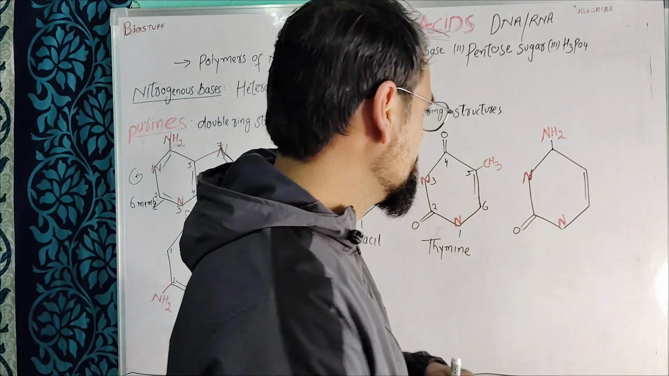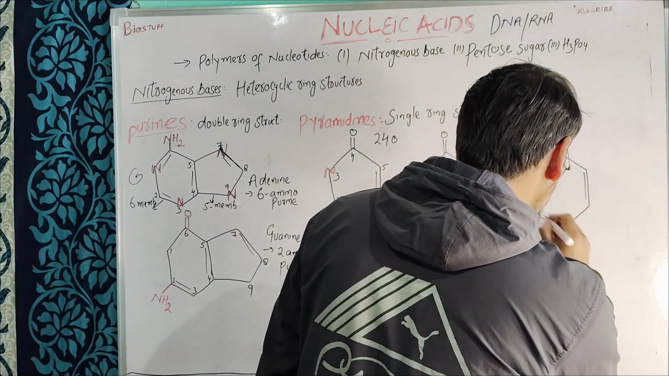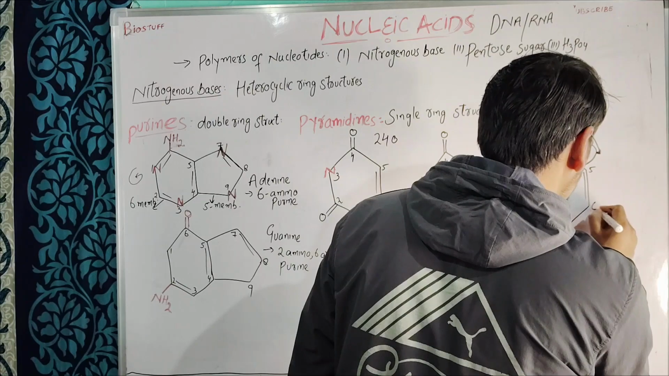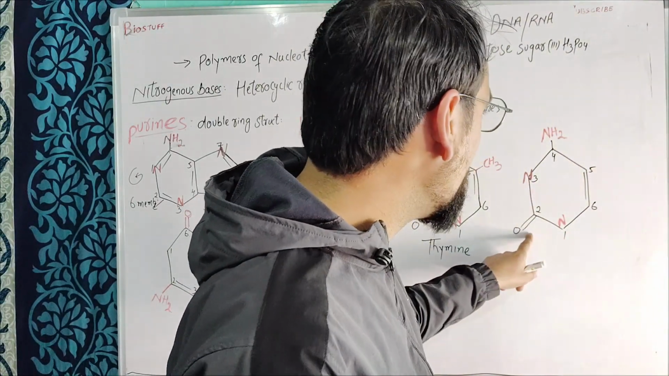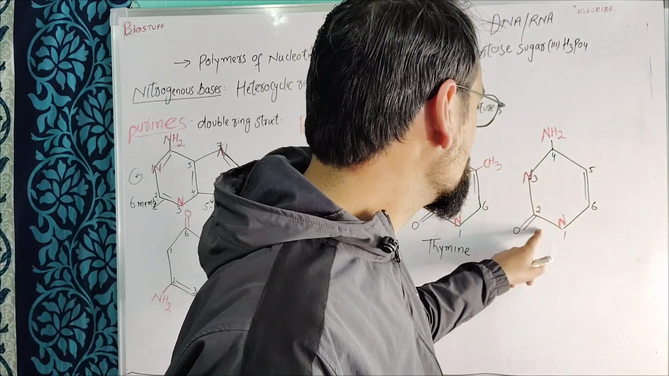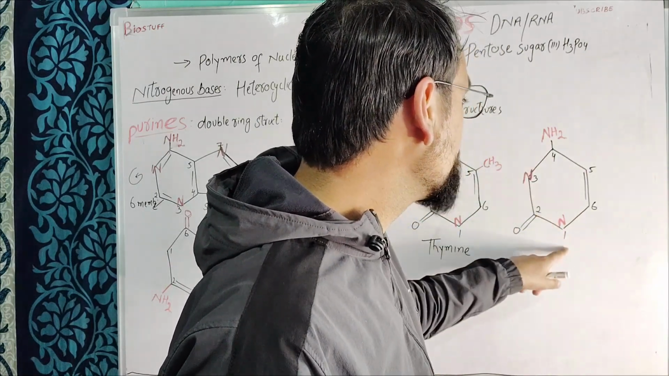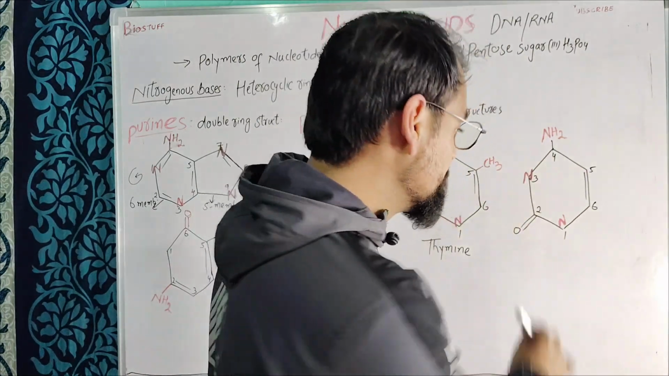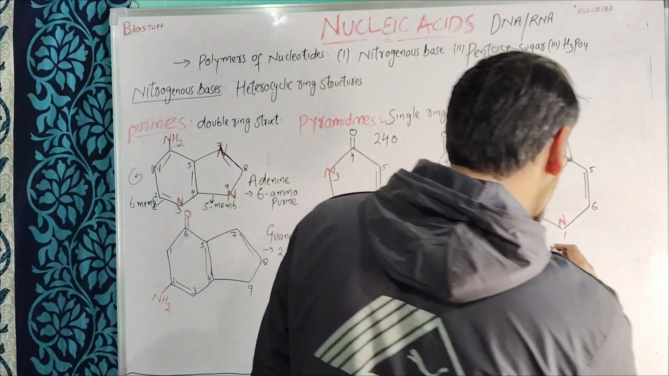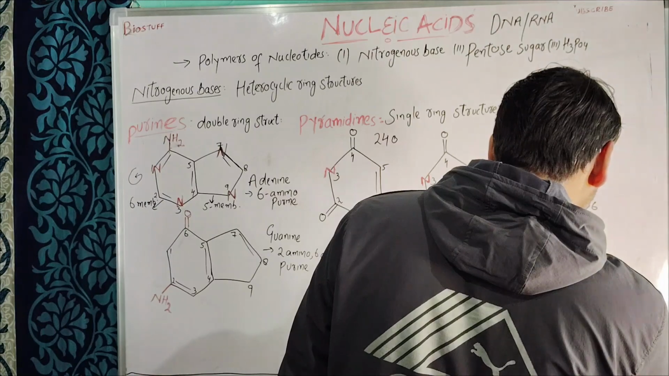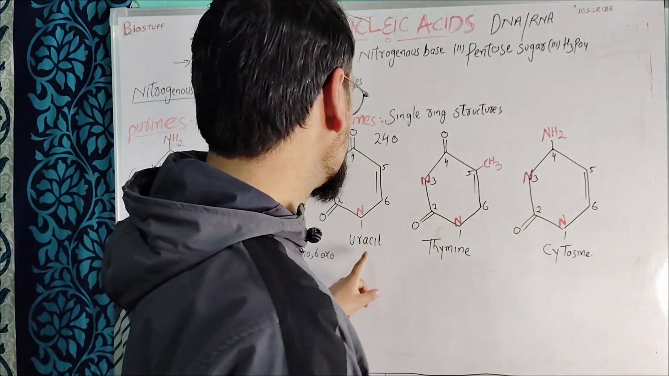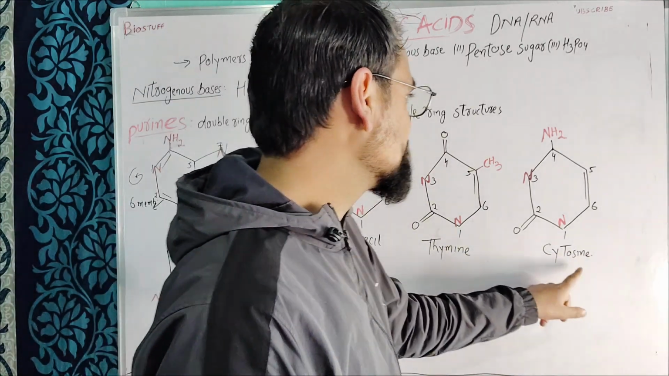Now this structure: positions 1, 2, 3, 4, 5, and 6. At position number 2, we have the oxo group, and at position number 4, we have the amine group. So 2-oxy, 4-amino pyrimidine is called cytosine. So we have the 3 types of pyrimidines: uracil, thymine, and cytosine.